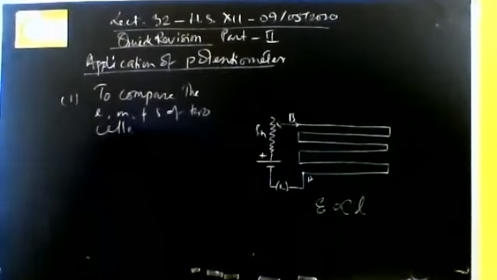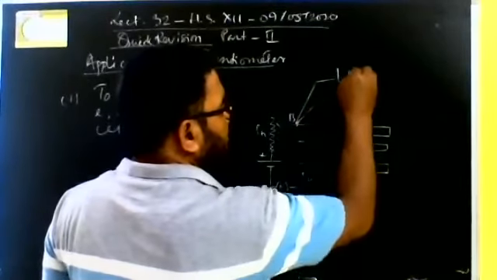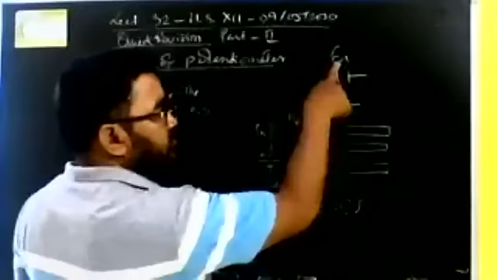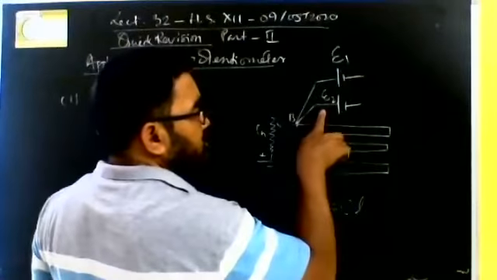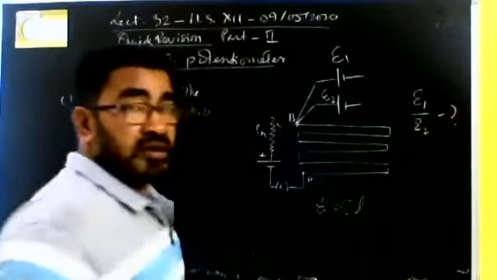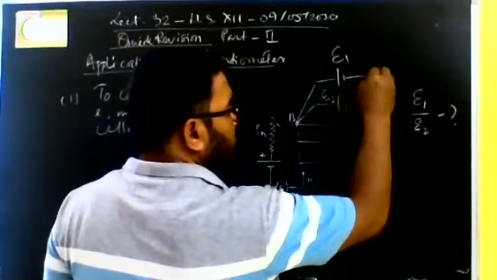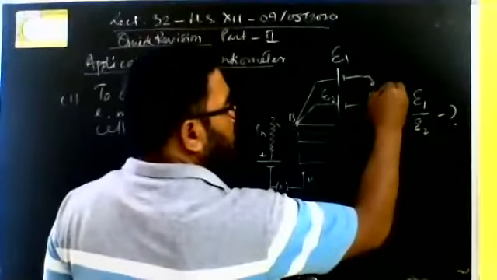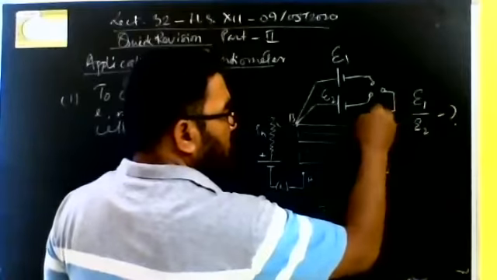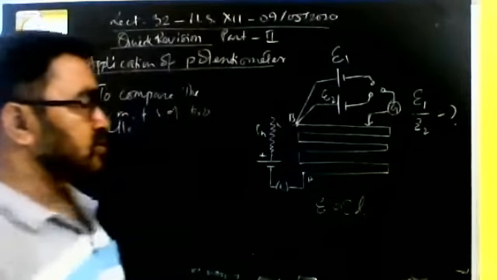So how do you have to connect? You have to connect these two cells like this. Suppose epsilon1, epsilon2. This cell has EMF epsilon1 and this cell has epsilon2. You have to find epsilon1 by epsilon2. What is the ratio of the EMFs? So next step, what do you have to do? You have to connect this in a two-way key. In the common key, you have to connect a galvanometer, right?